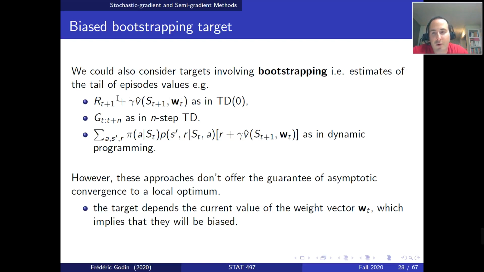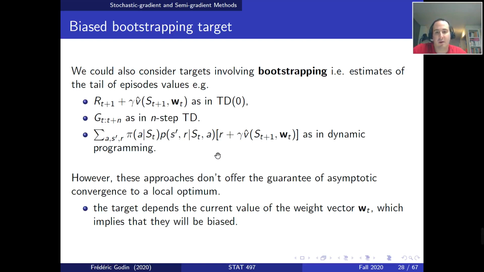For example, you could use the TD0 target, which is the next reward plus the discount factor times the estimated value function at the next step. But here the estimated value function does rely on the current estimate of the value function. So this is the TD0 target. You could have the n step TD target: the sum of the next n discounted rewards, plus the bootstrapping term, gamma to the power n times the estimated value function in n steps. For n sufficiently large, the bias is quite small, so you might consider this a suitable target to plug into the previous update rule.